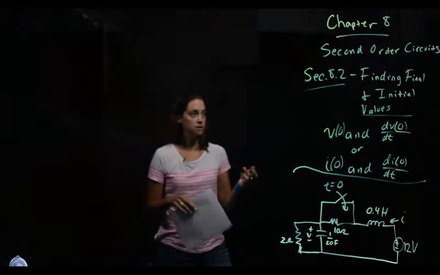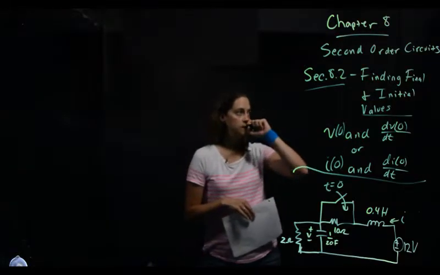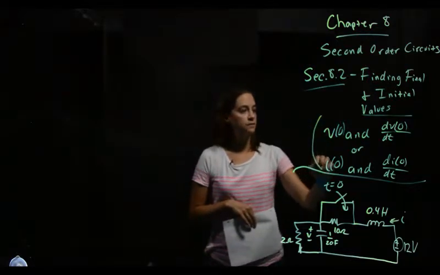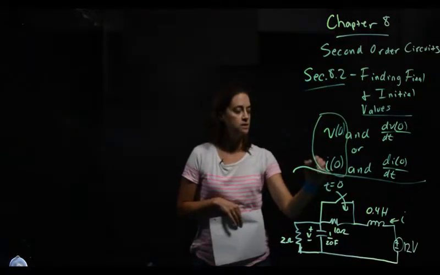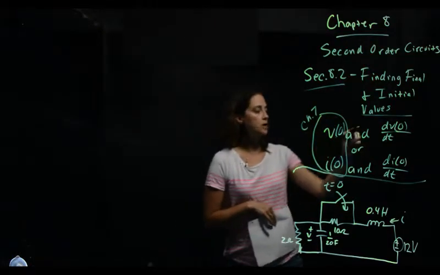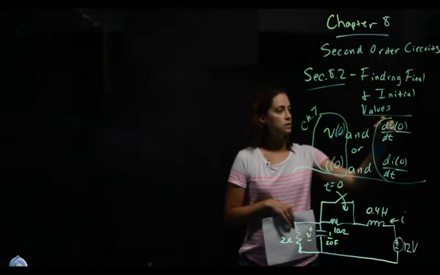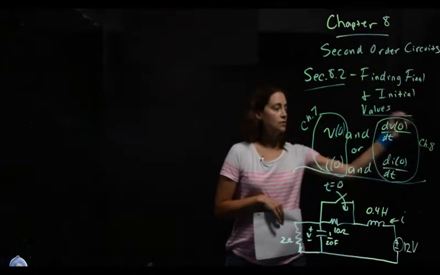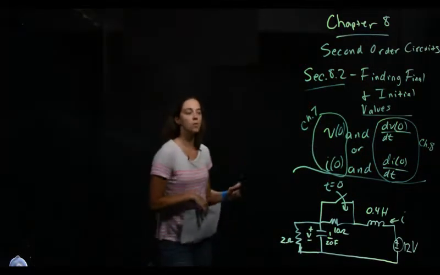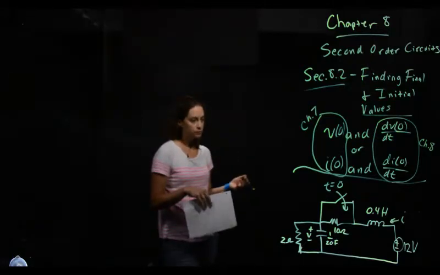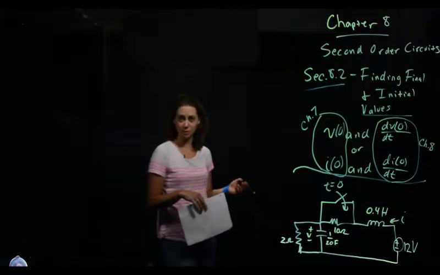The first section is 8.2, and it's finding the initial and final values. So in Chapter 7, we had to just find these here, right? And that was all we needed. But now in Chapter 8, since it's a second order differential equation, we're going to need more initial values. So really the only way to do this is through an example.